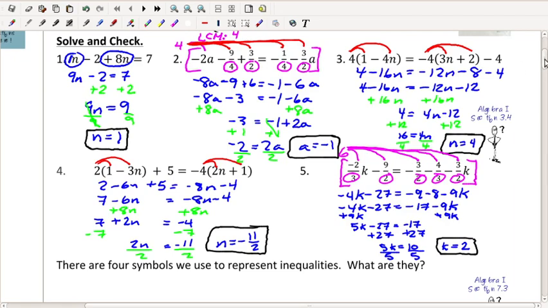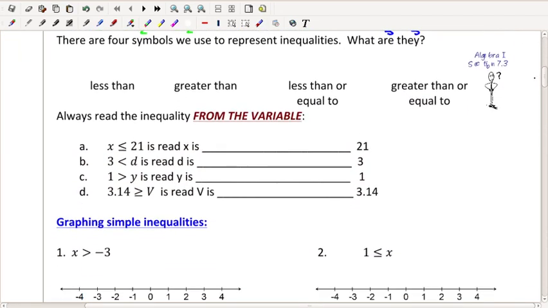Now we're going to take a look at some inequalities. So there are 4 symbols we use to represent inequalities, and they are less than, greater than, less than or equal to, and greater than or equal to. So even though we give them these names, when we're reading, we're going to read an inequality like this always from the variable side.